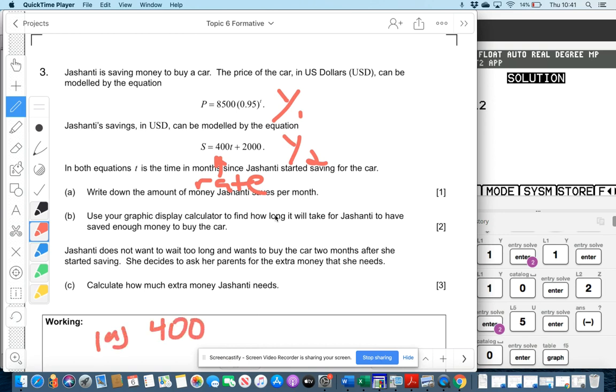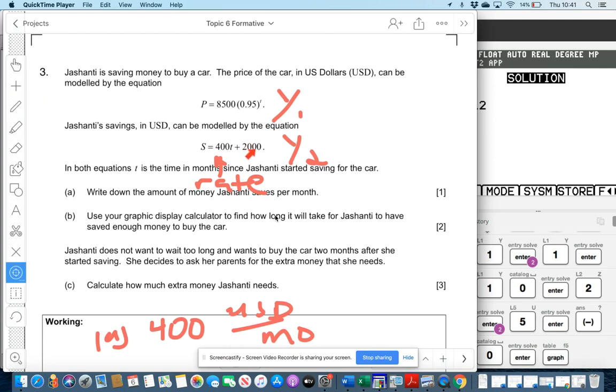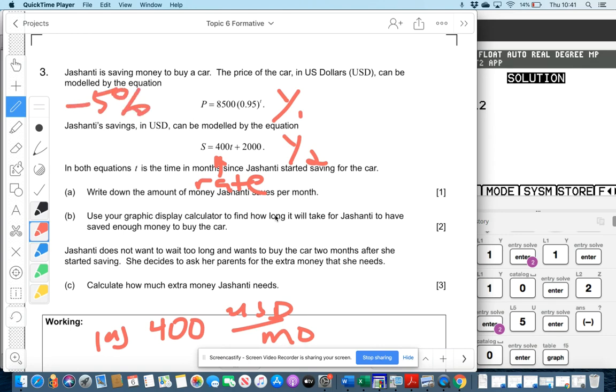And then I multiply it times months, and I get how many US dollars per month he saves. Okay, he started with 2,000 in his account. That's the y-intercept for that straight line. So you just have to use that equation of the straight line in y2, and the equation of the exponential of the car depreciating 5% every year. It's losing 5% every year, that car. That's how we get the 0.95 base.